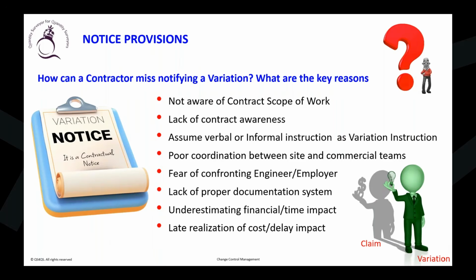So for a simple example, I'm telling you, it is a very vast area, but try to understand that a variation won't come alone, like every man has a shadow. So there's a shadow, a claim. So learning the variations is very important to manage the claim as well. Now, let's focus on the contractual entitlement.